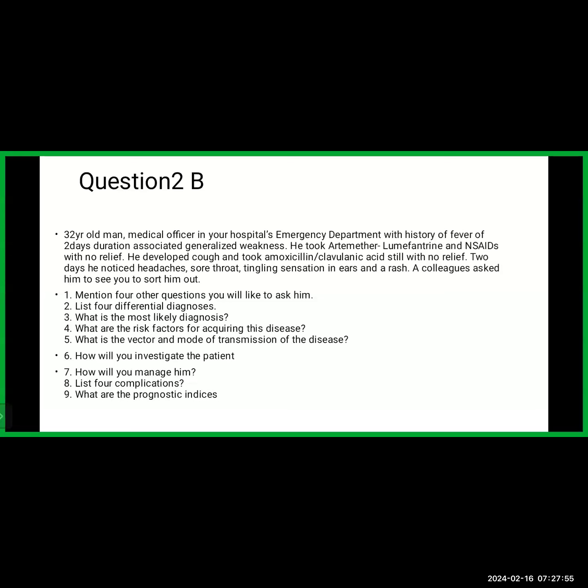Any other question? Any other clarification? Can COVID also be a differential here? Yes, because of the fever and the cough, and also because the individual is a health worker. Yes, it's a differential. Thank you.